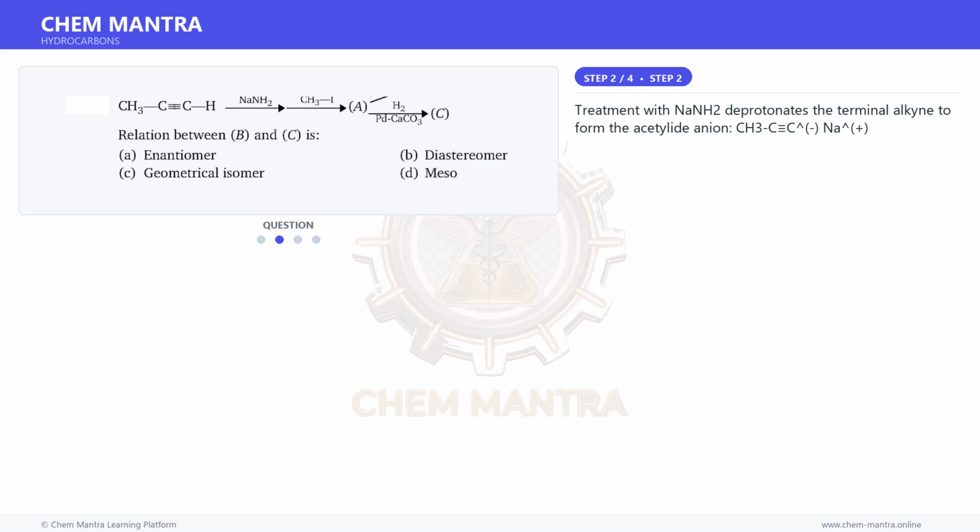Moving on to the next step. Treatment with NaNH2 deprotonates the terminal alkyne to form the acetylide anion, CH3C≡C⁻ Na⁺. Moving on to the next step. Treatment with CH3I, alkylation of the acetylide, gives CH3C≡CCH3, 2-butyne, an internal alkyne.